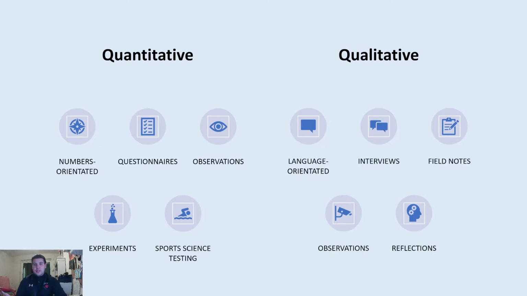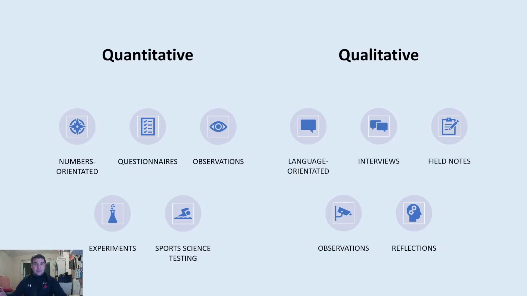And then we've got a qualitative approach, which is more of a language orientated approach, or essentially using words and gathering opinions from people or people's perceptions. If you think about the typical methods that we might use in a qualitative approach, we're thinking about interviews. They could be individual or they could be group. We might be thinking about taking field notes.